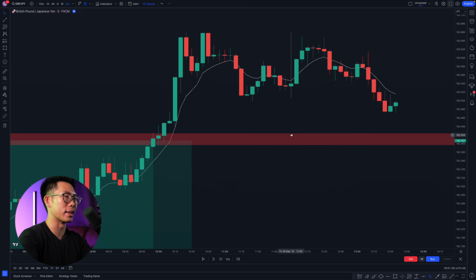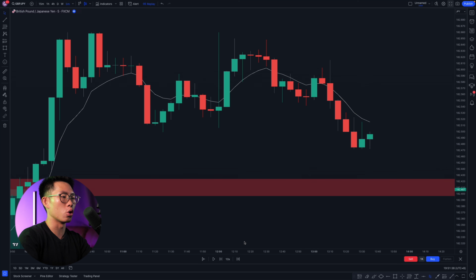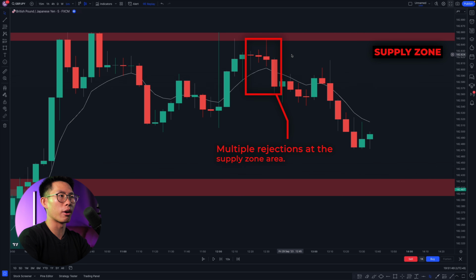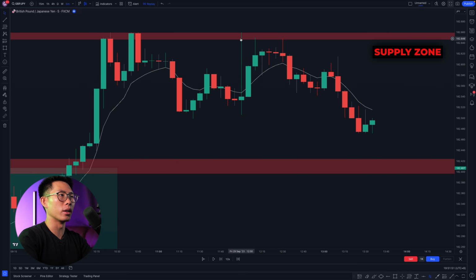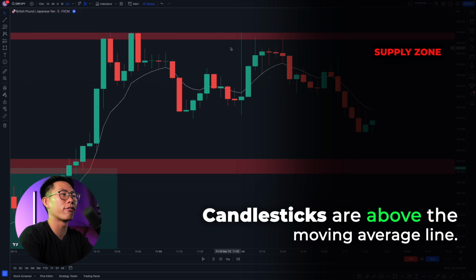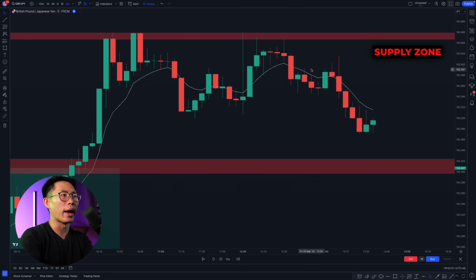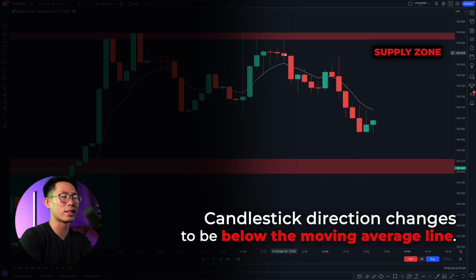So over here, what we can see is that price is forming your supply zone right here. There is a supply zone being formed right here. You can see a super long upper wick right here, and then there are multiple rejections at this key zone that we have right here. So knowing that this is a supply zone, we have to wait for the moving average to cross over, and that is exactly what price gave us. Previously, the candlesticks are above the moving average. And then over here, that is when the candlesticks start to cross below the moving average.